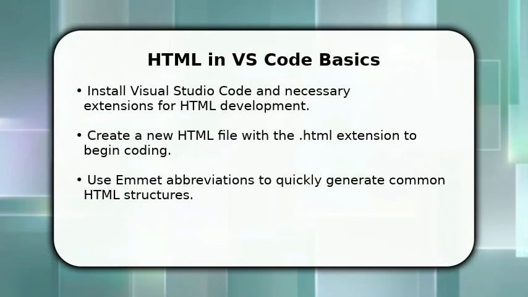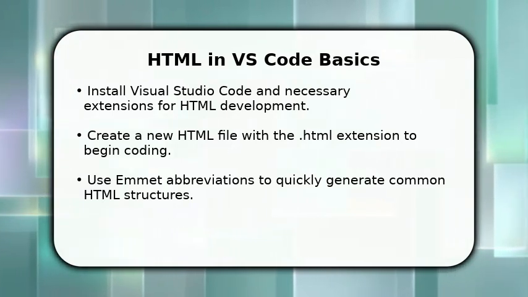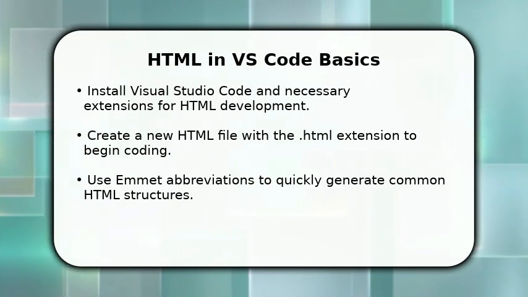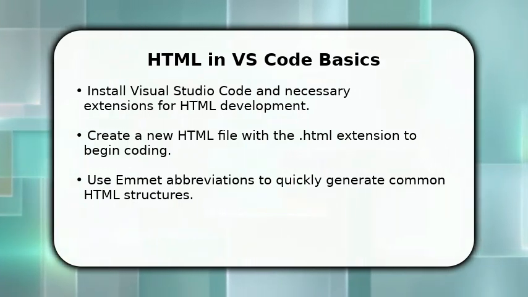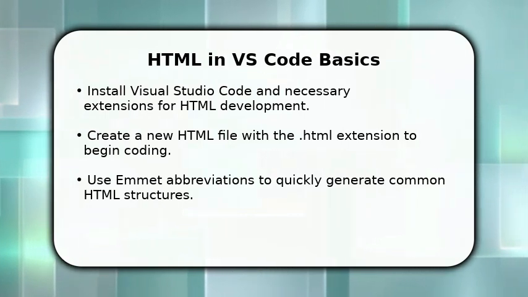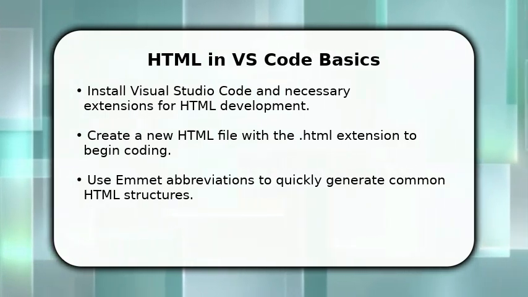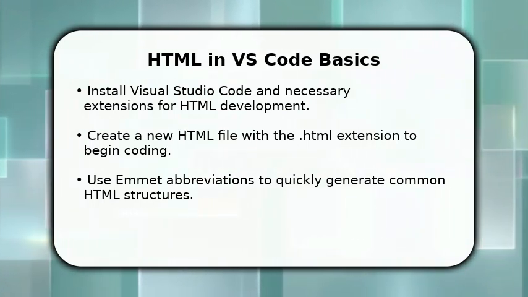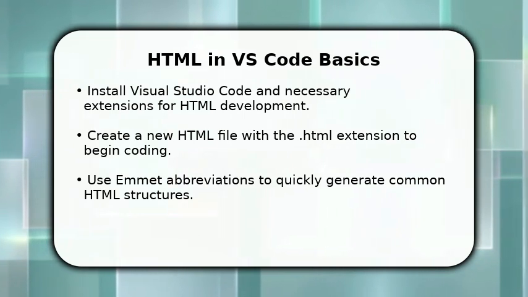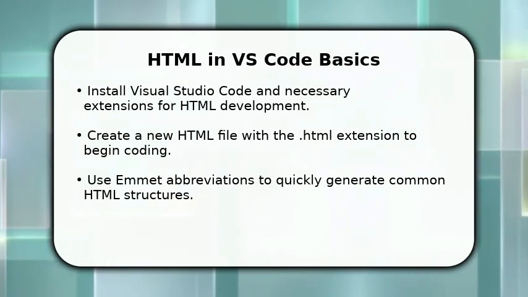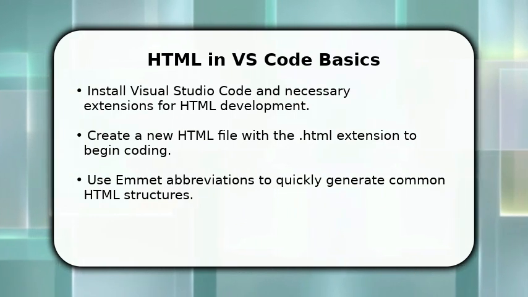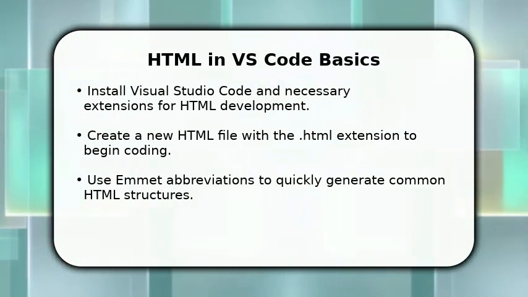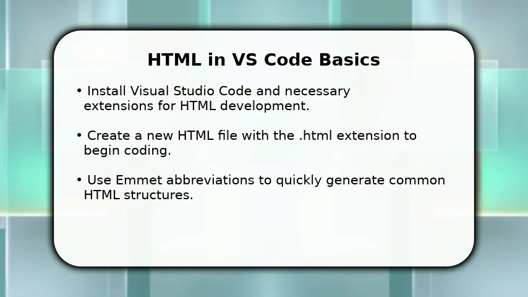In this video, I will explain how to code HTML in Visual Studio. First, install Visual Studio Code and any essential extensions for HTML. Next, create a new file and save it with the HTML extension. This tells VS Code it's an HTML document. Finally, leverage Emmet abbreviations to quickly generate common HTML structures, saving you significant typing time. This setup gets you ready to build web pages efficiently.